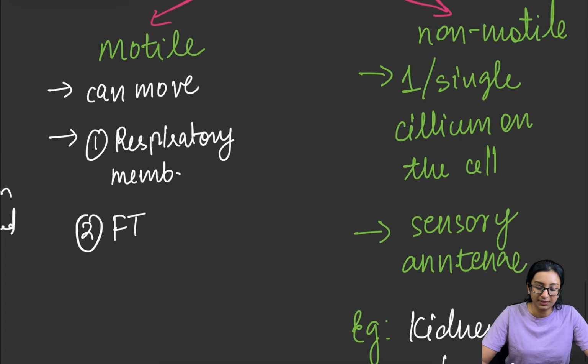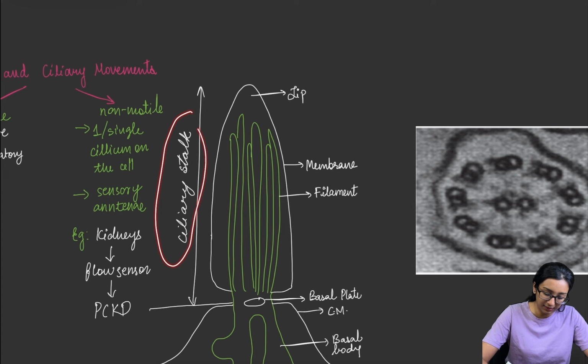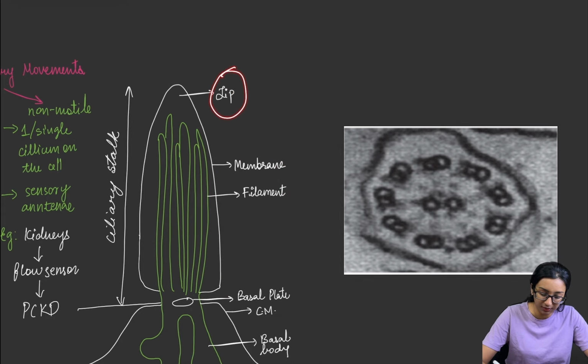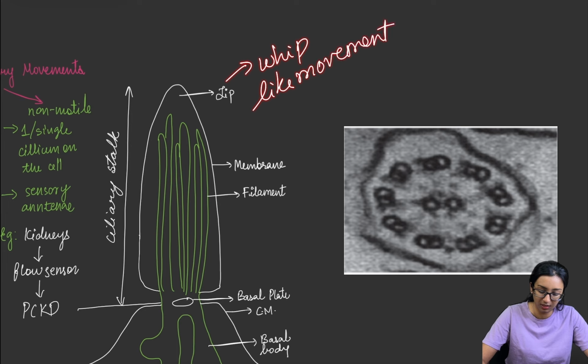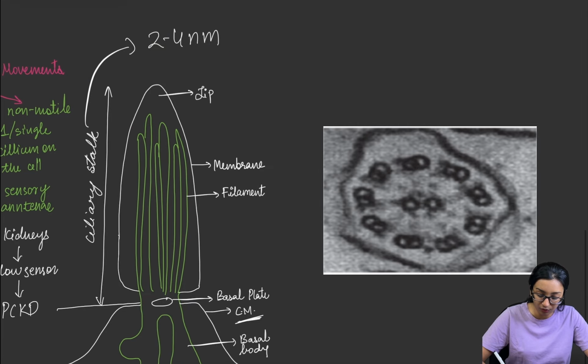The cilia has a structure. This is the ciliary stalk. The ciliary stalk is covered by a membrane. Because of the tip, we have the whip-like movement. The ciliary stalk has a size of 2 to 4 nanometers above the cell membrane. So above the cell membrane, the ciliary stalk will be present, which will be of 2 to 4 nanometers. And they grow from the basal body.